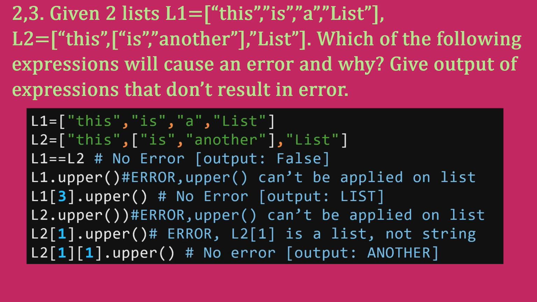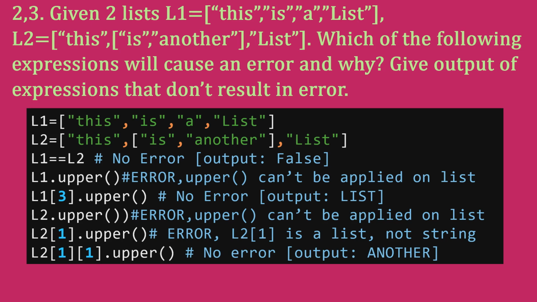Then L1 == L2. So here we are comparing these two lists and this expression will not cause an error and it will give you the output as False because L1 content and L2 content are not the same. Then L1.upper(). So this one will give you an error because the upper function can be applied with a string but not with a list.